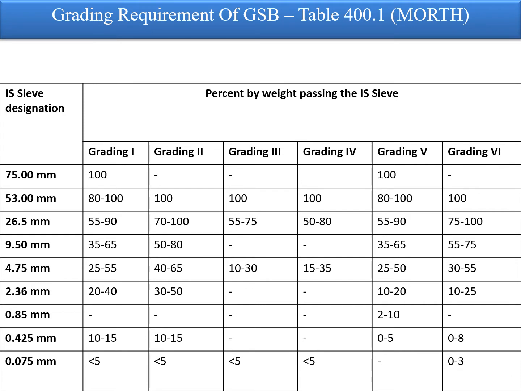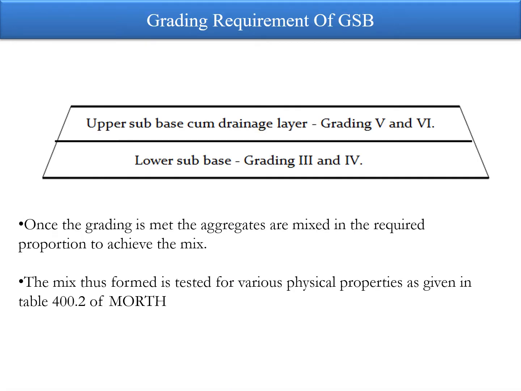Generally used gradings are grading 5 and grading 3. Upper subbase drainage layers are grading 5 and 6, and lower subbase are grading 3 and 5. Once the grading is met, the aggregates are mixed in the required proportion to achieve the mix. The mix thus formed is tested for various physical properties as given in Table 400.2 of MORTH.